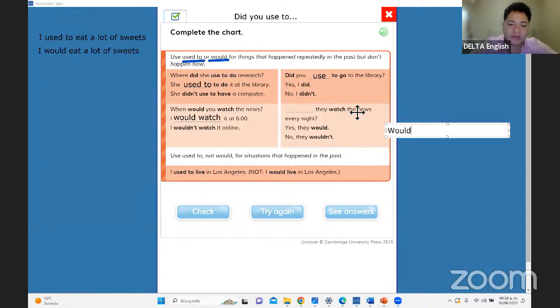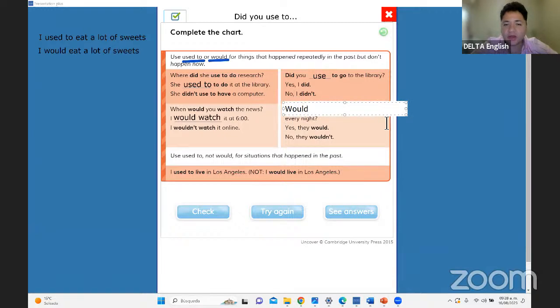Okay, so what is the exception with would? Even though used to and would are synonyms, there are some restrictions related to would. For example, you can't use it with stative verbs, okay? The stative verbs are, for example, the verb leave, all right?